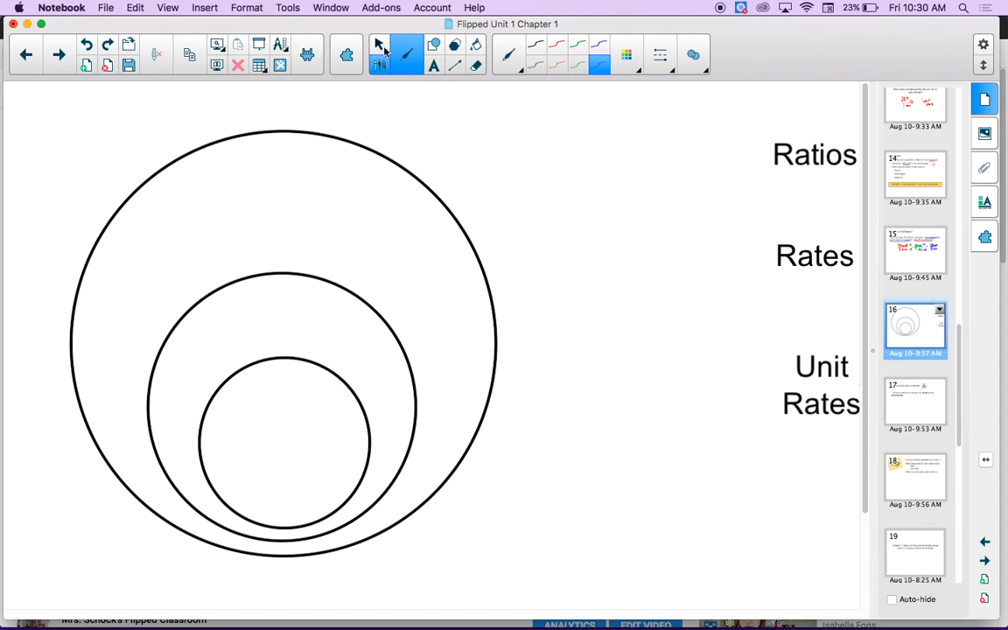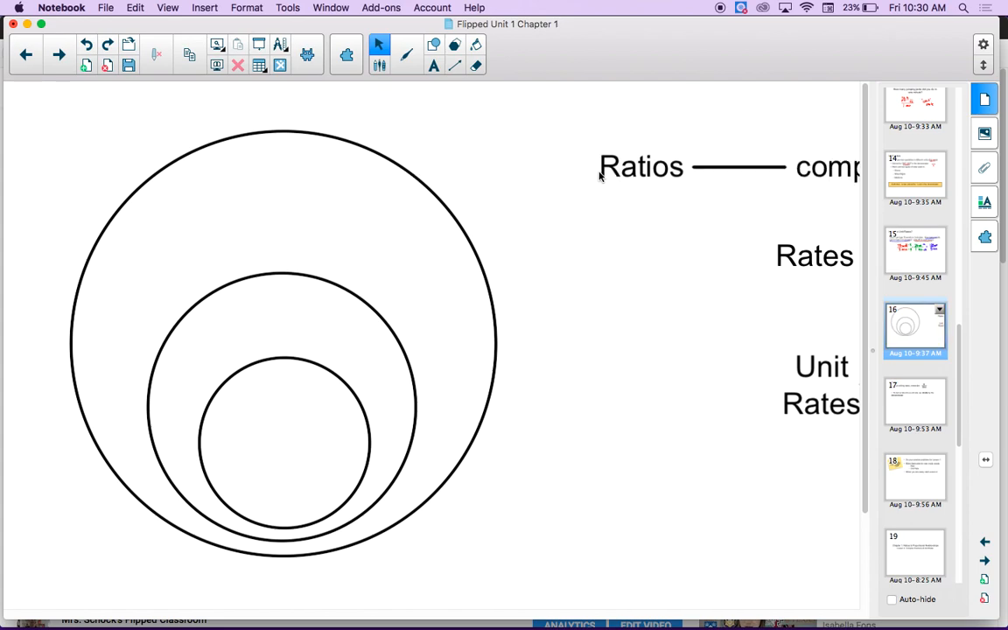Okay, so a lot of vocab so far in today's lesson. And this is a type of Venn diagram. Usually you're used to Venn diagrams having 2 circles with some overlap. This is a Venn diagram that's called a nested diagram. Okay, so in our big outer circle, we have our ratios. Ratios are anytime we're comparing 2 quantities.